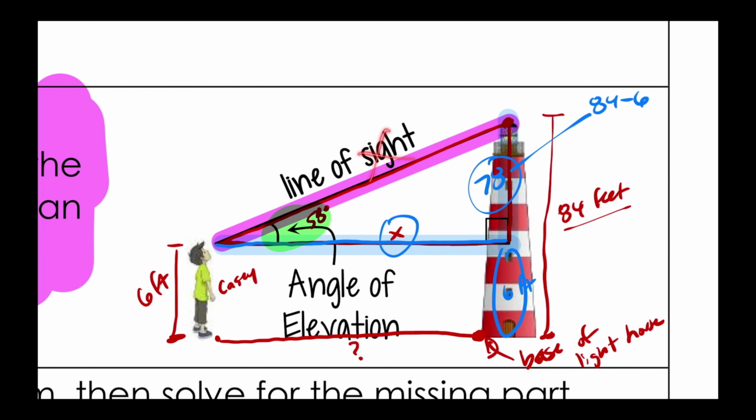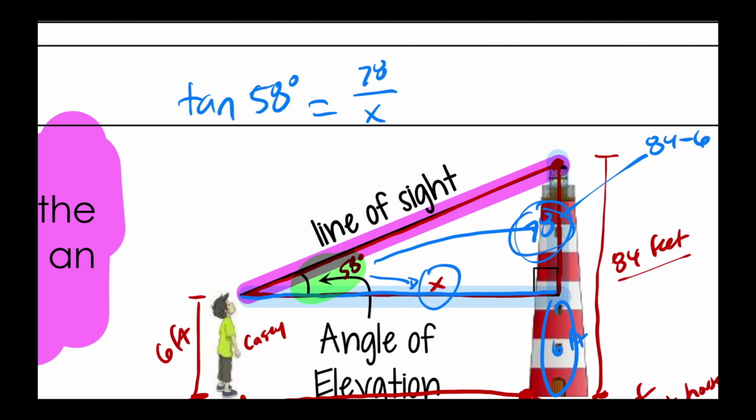We don't have the hypotenuse, so it's not sine or cosine. So yes, it's going to be tangent. Tangent of 58 degrees equals opposite, which is 78, over adjacent, which is x. There you go. So there's our setup. So that was step 2. So now that we have our setup, now we can finally go to step 3 and solve.